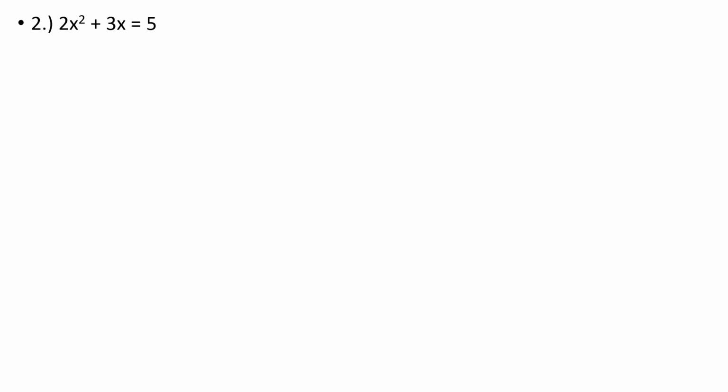Okay, this one is not in the correct form, so we need to make sure that we get this set equal to 0. So I'm going to start by subtracting 5 from both sides. So 2x squared plus 3x minus 5 equals 0. And then we want to clearly identify our a, our b, and our c. So a is 2, b is 3, c is negative 5.